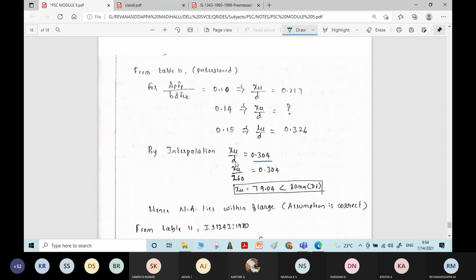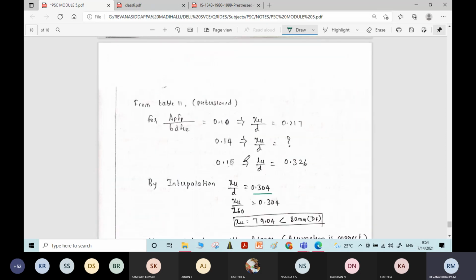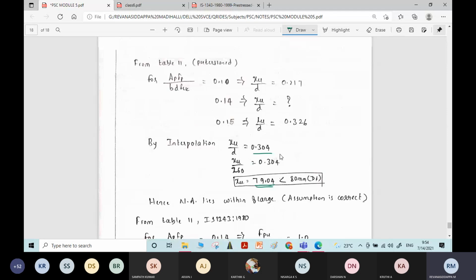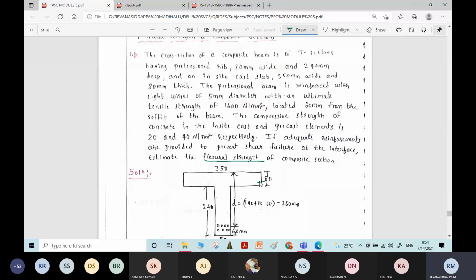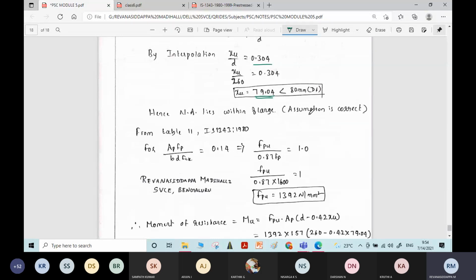The effective depth is known. Effective depth is 260 mm that we have calculated earlier. If you substitute 260 mm, you will get the depth of neutral axis. When I calculated, it is coming around 79.04 mm. Total flange depth is 80, but the depth of neutral axis we have got is 79. So the neutral axis lies within the flange. Our assumption is correct.